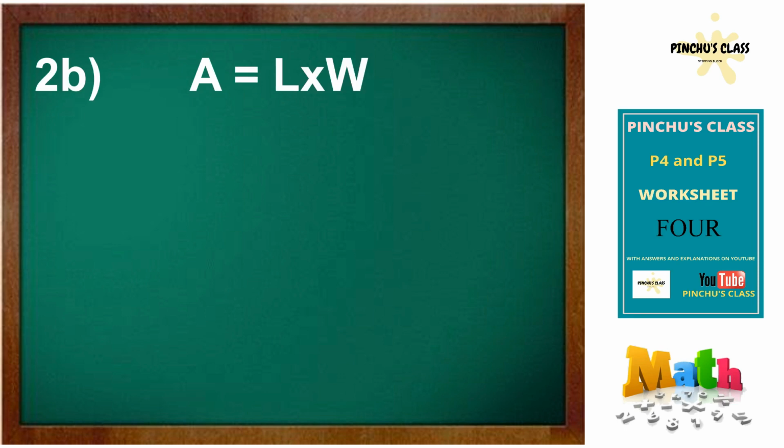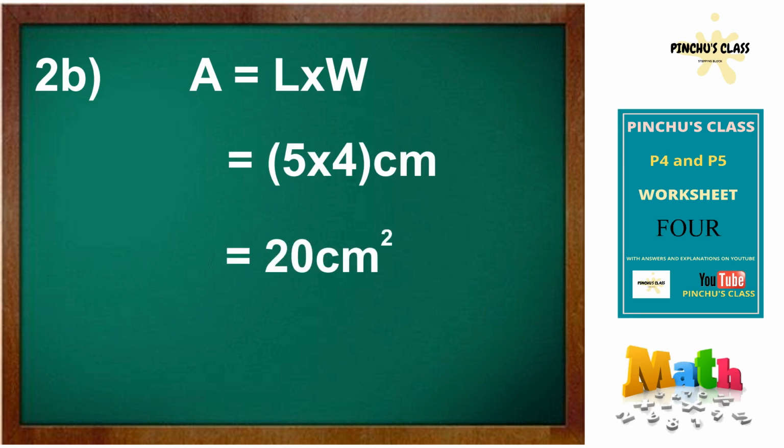After finding the value of y, we get to part B. For part B, they have told us to find the area of the figure. Since we know that it's a rectangle, area is the same as length times width, and that gives us 5 times 4. So the answer is going to be 20 centimeters squared.